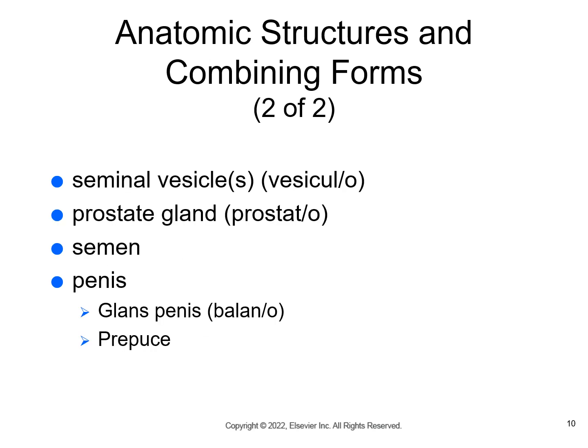Some more anatomical structures and combining forms. We have the seminal vesicle, which we would see written as vesiculo, and this is the tube that carries sperm from the epididymis to the urethra. And then we would see the prostate gland is written as prostato. That is a walnut-shaped glandular structure that encircles the urethra. It excretes a fluid that helps to move sperm along. And semen is actually the sperm and the seminal fluids and secretions.